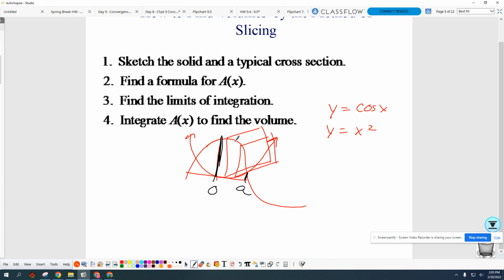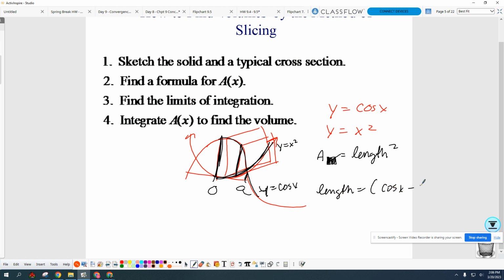So, area of a square. Carson, what's the formula for the area of a square? Length squared. So what is the length of the square? It goes from the top curve to the bottom curve. How do I find that length? Amalia? This equation was y equals cosine x, and this guy was y equals x squared. What is the length between the top curve and the bottom curve? Yep. The length is top curve minus the bottom curve.